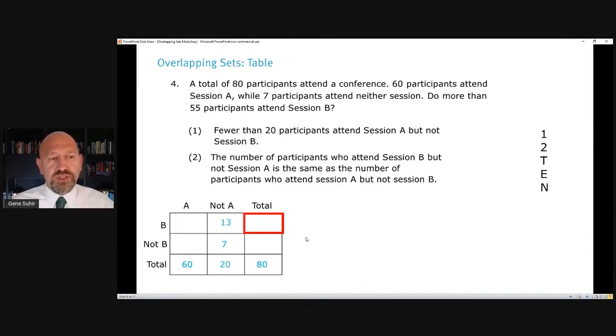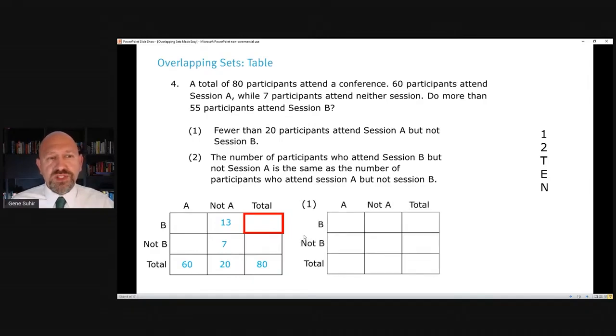Now, I'm going to put here on the screen, for the sake of being thorough, what the math afterwards would look like. But really, you could set the standard for sufficiency and just ask, well, what would I need in order to find that magic box? Now, in that table, there's a few other things we're able to fill in. The row on the bottom has to add up to 80. So 60 plus 20 is 80. The column down the middle has to add up to 20. So 13 plus 7 equals 20.